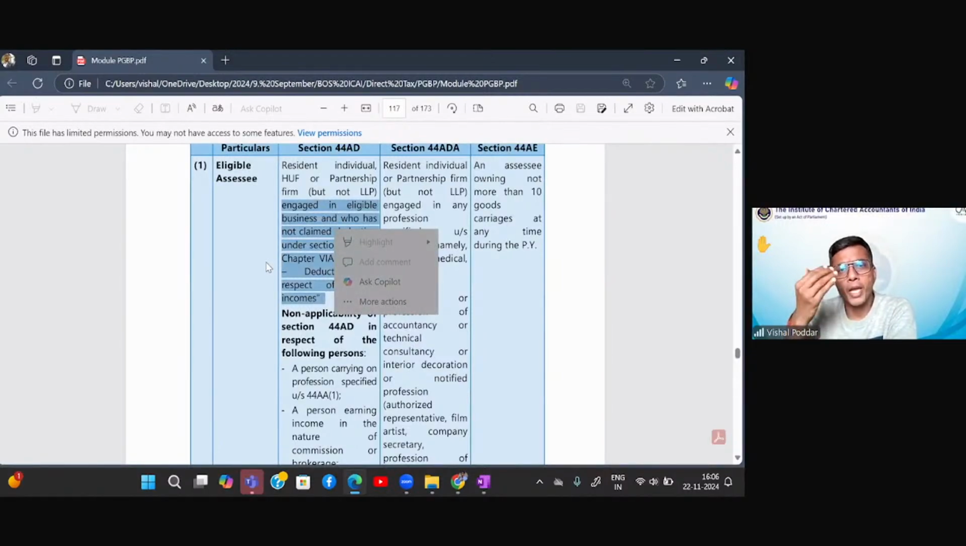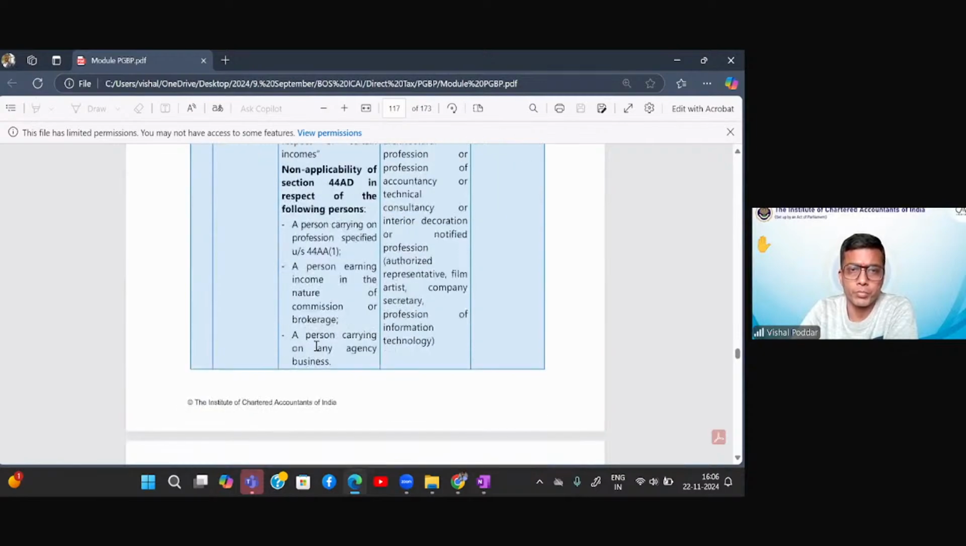Why? Because if they have to claim these additional benefits, they have to anyways maintain books and get it audited. So if they're getting it audited already, then why not get it audited under income tax? So for these people who are claiming any of these special deductions, this benefit is not allowed.